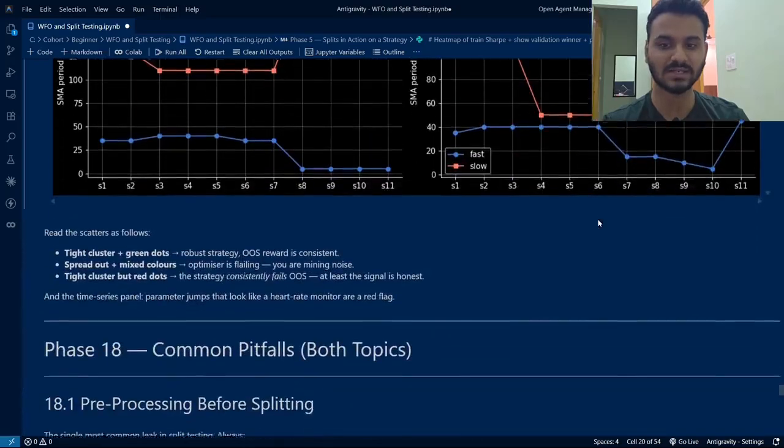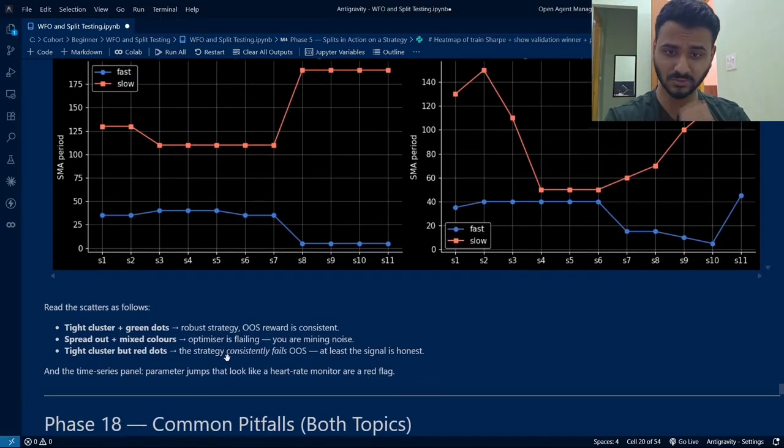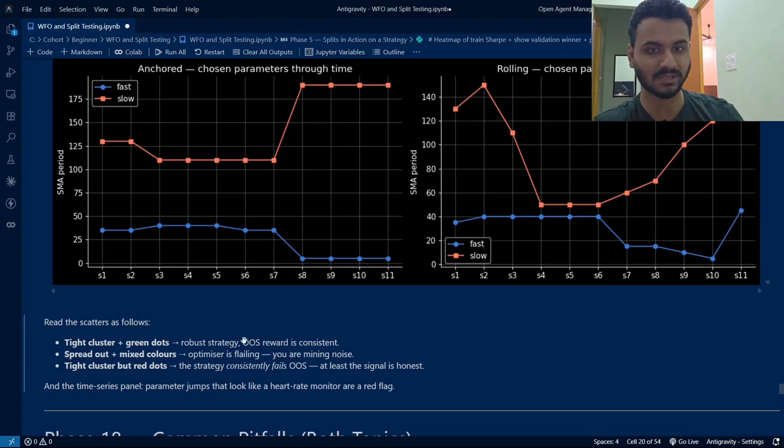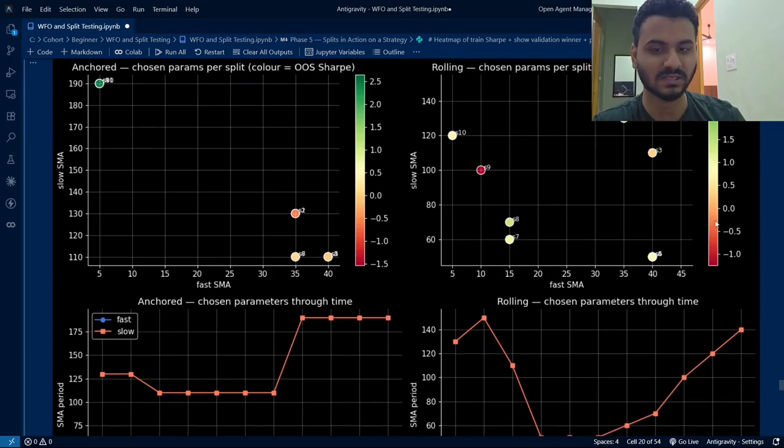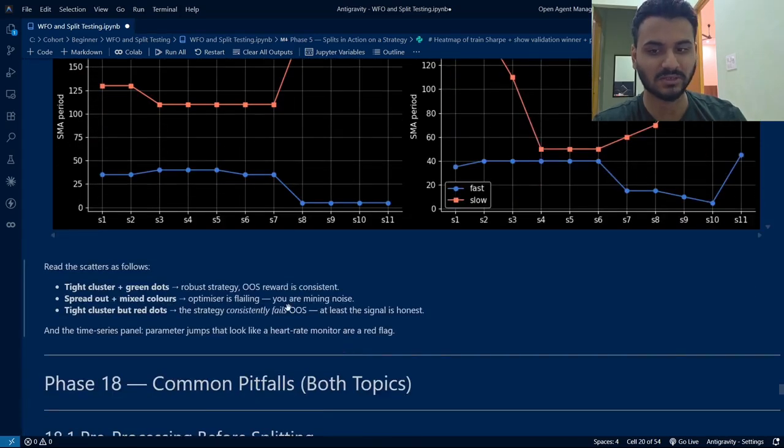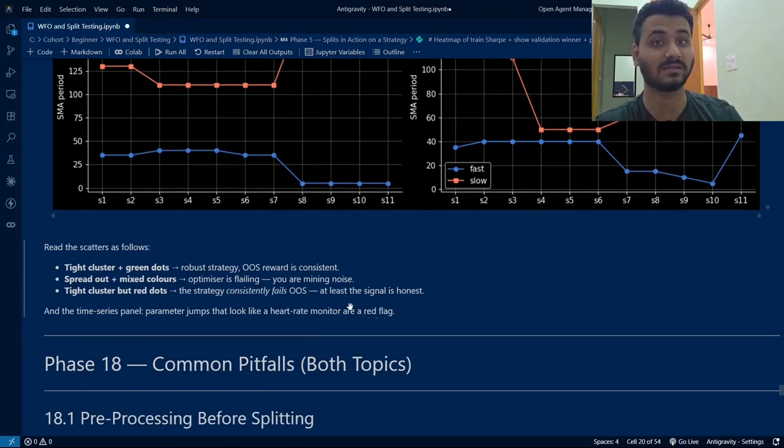Now, a tight cluster plus green dots: robust strategy, out of sample is consistent. Spread out and mixed colors: the optimizer is failing, you're mining noise. Tighter cluster but red dots: the strategy consistently fails out of sample, but at least the signal is honest.